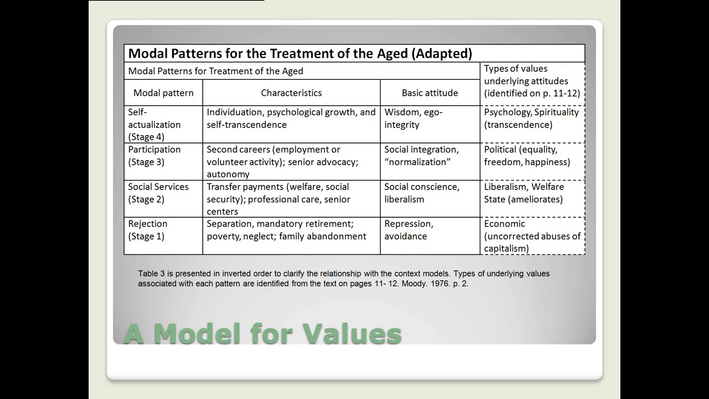Back to the participation stage, we get a whole different kind of built environment, because here we have our aging in place. We can stay in our community. We can stay in our home. We can be socially integrated. We can be normal. We have equality. We have freedom. We have the right to happiness. We have the right to live in our home as long as we can.